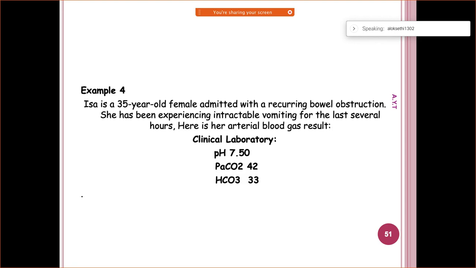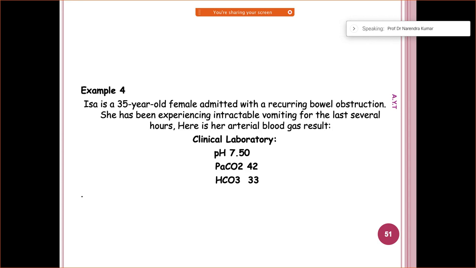So now you have to tell. It is metabolic alkalosis. Oh my gosh, my audience, my kids have become really smart now. Very nice. Okay, let me give you the twist. Is it acute or chronic? It's chronic, because according to the history there is recurring bowel obstruction and vomiting over the last several hours.